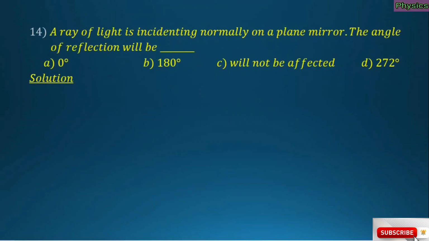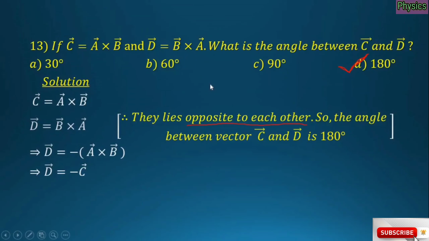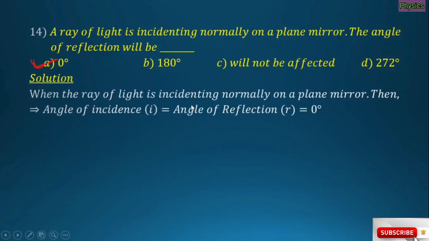In question number 14, a ray of light is incident normally on a plane mirror. The angle of refraction will be, when a ray of light is incident normally on a plane mirror, then the angle of incidence equals the angle of refraction, that is 0 degrees. Option A is the answer, that is 0 degrees.